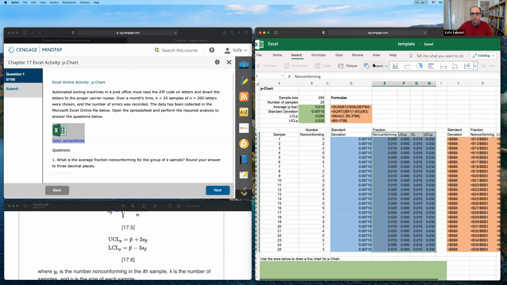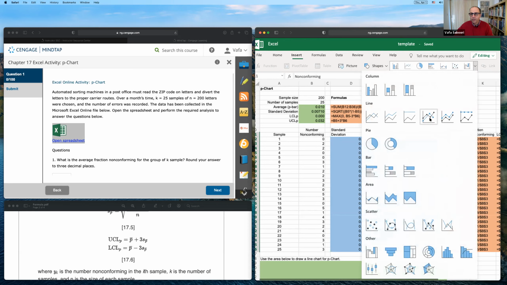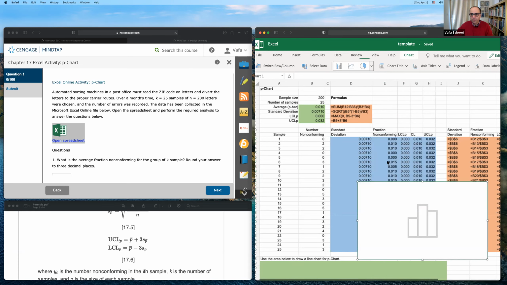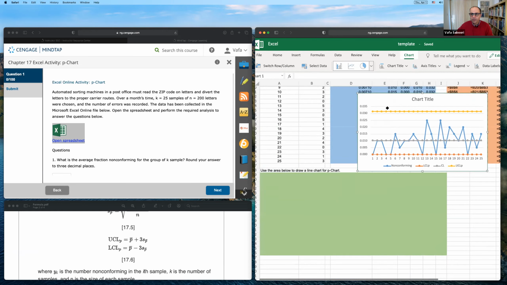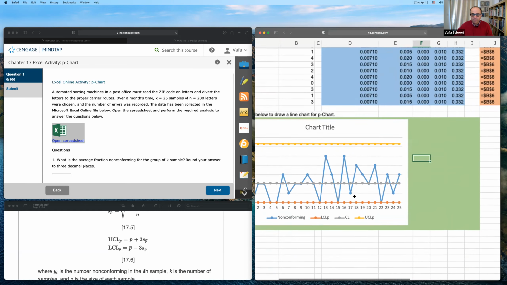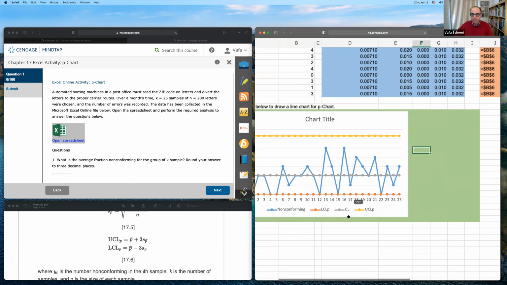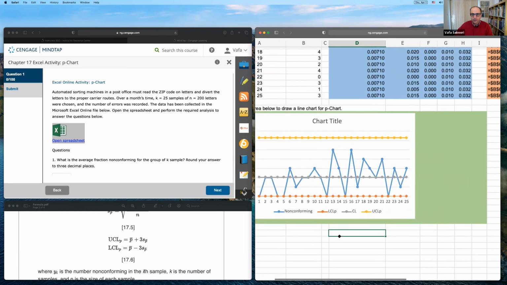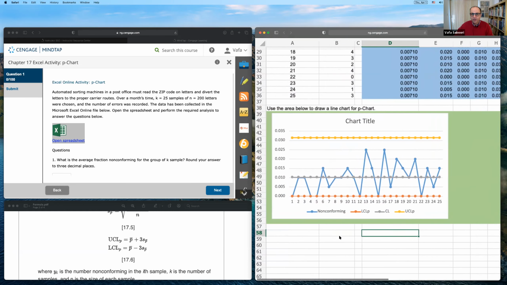Again, I select them all, go to insert, go to a line chart with markers, and that is my P chart, okay? So although the question is the same, numbers are a little different. So my P chart is also a different P chart, okay? So again, take a look at this and tell me if it is an in control process or not an in control process.